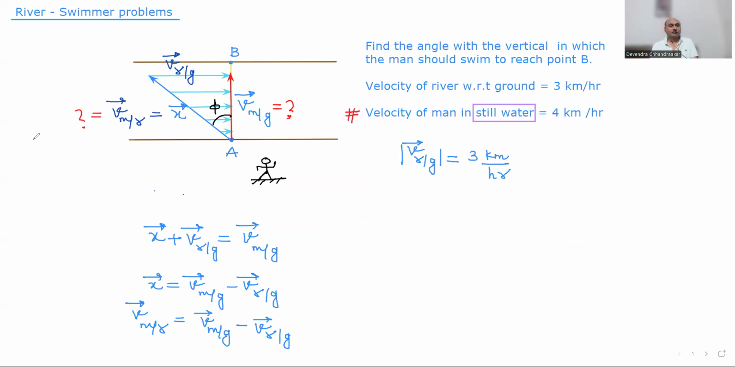चलो, तो यहाँ पे what do we mean by this now? Velocity of man in still water. So we have to make the water still. What do we have to do now? We have to make the river water still. So how do we do that? Sir, we will also move with 3 kilometer per hour in that direction.